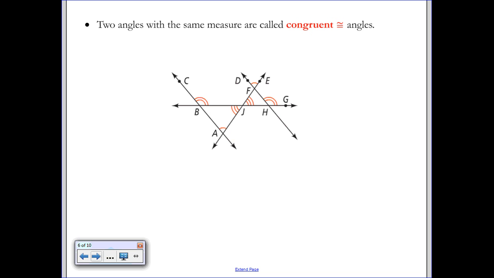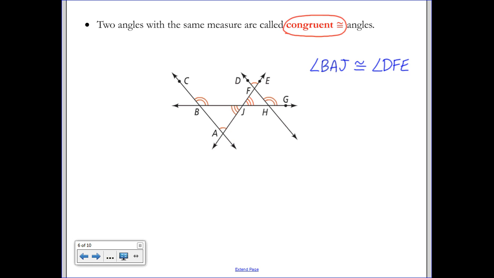Two angles with the same measure are called congruent angles, just like congruent segments that we've talked about that are the same length. These are angles with the same degree measurement. They are indicated with these little arcs. A single arc, let me circle it in blue. So a single arc is going to be the same size as another angle with a single arc. So if I was to write the name of some congruent angles here, I could say that angle BAJ is congruent, which is an equal sign with a squiggly on top, to angle DFE.